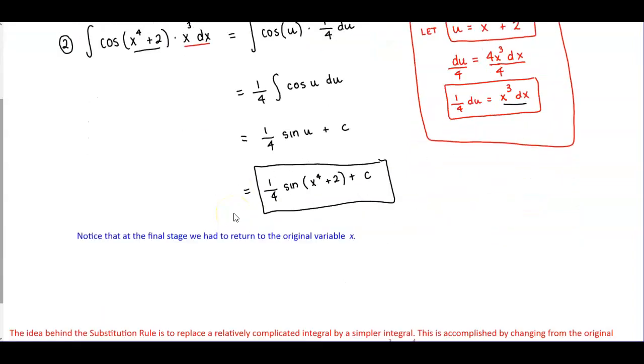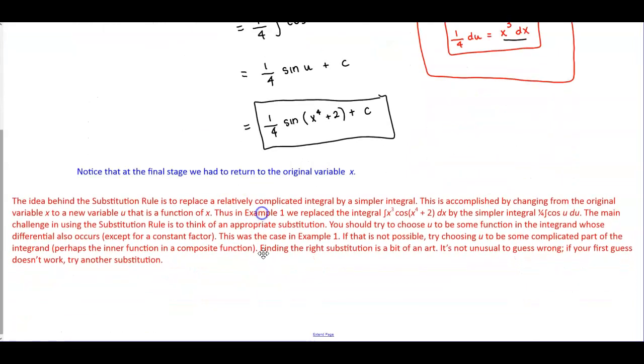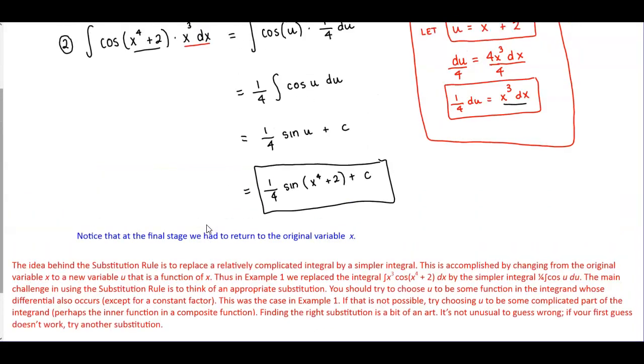Okay, now let's discuss this problem a little further. The idea behind the substitution rule is to replace a relatively complicated integral by a simpler integral. This is accomplished by changing from the original variable x to a new variable u, which is what we did, that is a function of x. Thus, in this example, we replace the integral of x cubed cosine of x to the fourth plus 2 dx by the simpler integral of 1/4 cosine of u du.